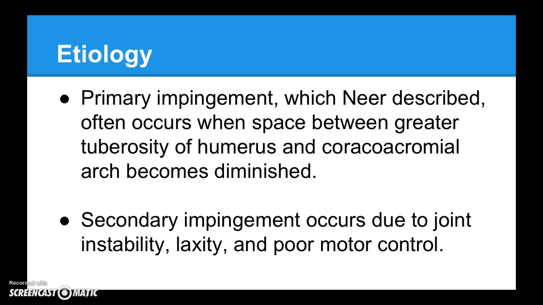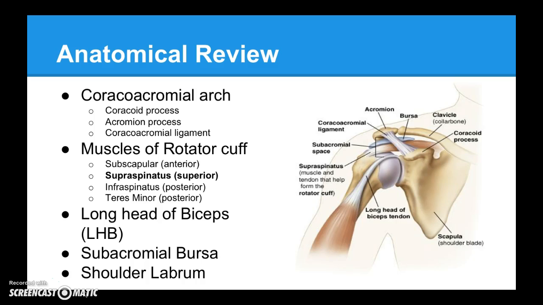There are two types of impingement discussed in the shoulder joint. Primary impingement, which Neer described, occurs when the structures between the greater tuberosity of the humerus and the coracoacromial arch become impinged or damaged due to diminished subacromial space. In secondary impingement, however, impingement occurs due to joint instability, laxity, and poor motor control. A simple way to think of it is that in primary impingement, structures are impinged due to a decreased anatomical space, whereas in secondary impingement, structures are impinged due to excess translation of the humeral head and/or scapular dyskinesia.